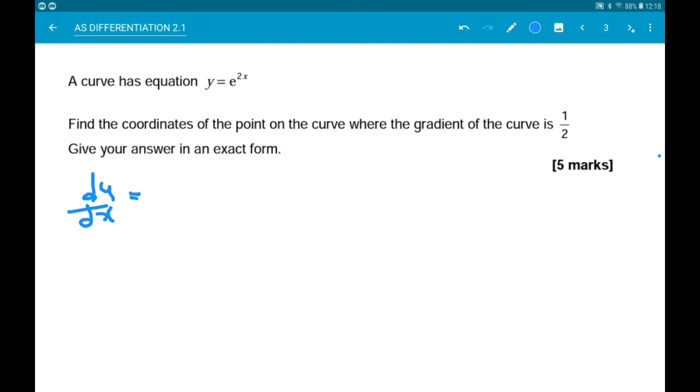Now, to differentiate exponentials, we differentiate the power. So the derivative of 2x is 2. And then that just multiplies the original function. So we get 2e to the 2x. Now we want the gradient to be 1/2. So that means we want 2e to the 2x to be 1/2.